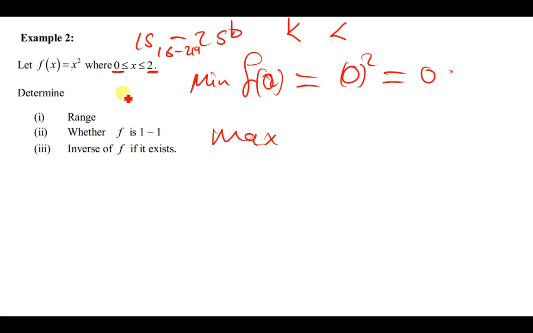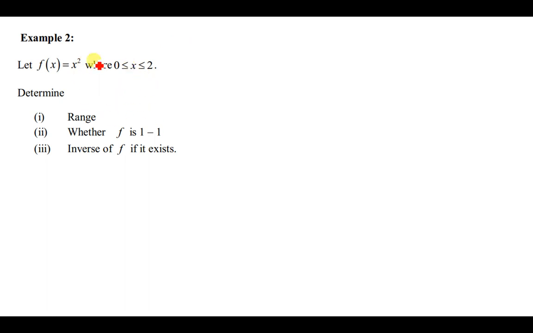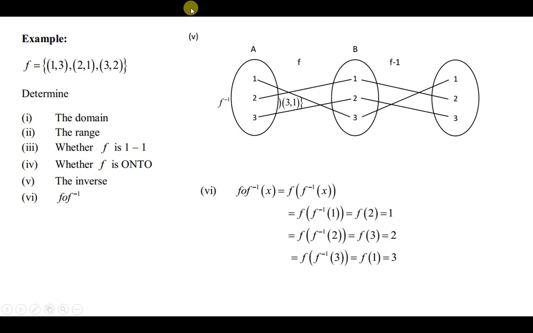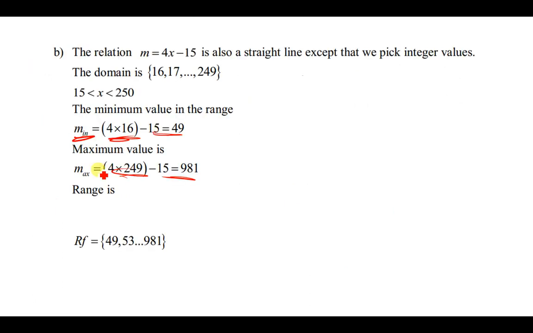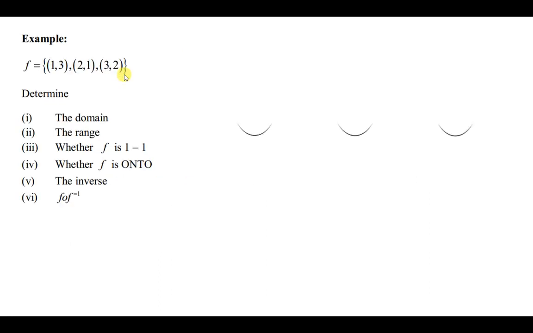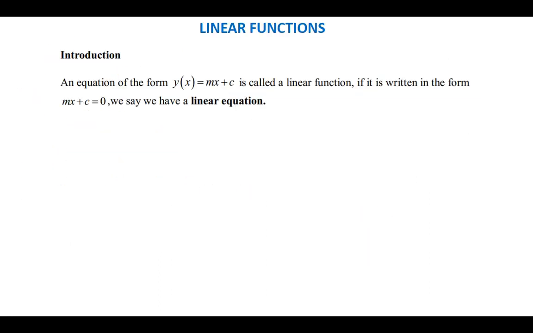But in this case, you can see we have less or equal to, less or equal to, which implies that we should start from 0 and 2. Meaning 0 and 2 are part of the solution set. So we are supposed to get 0 and 2. But in the previous question, this solution set implies that 15 is not part of the set, even 250 is not part of the set. We're just talking about integers between 15 and 250. That's why we got 16 and 249.